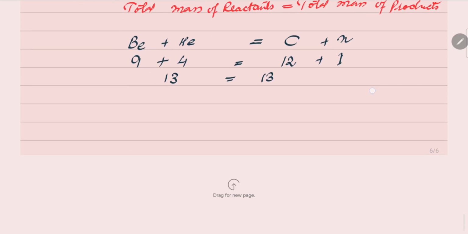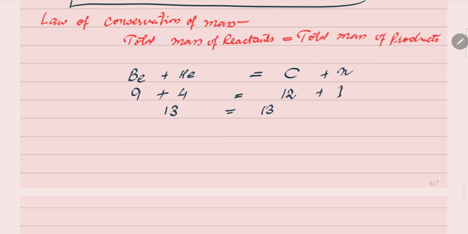Now let's talk about the definition of neutron. A neutron is a subatomic particle. It is obviously a subatomic particle.